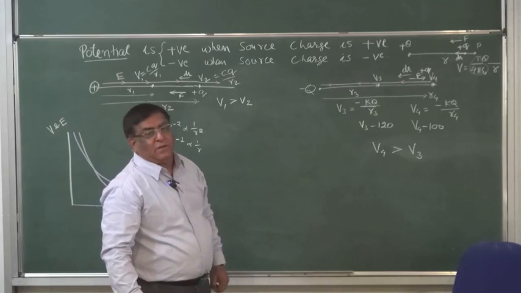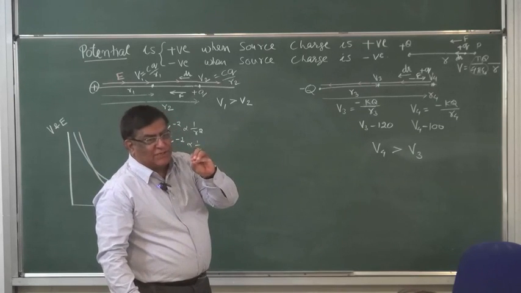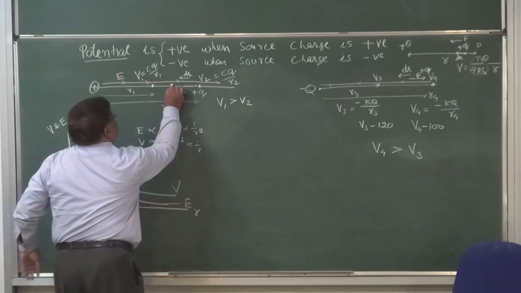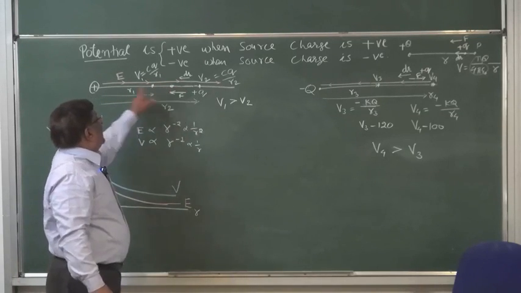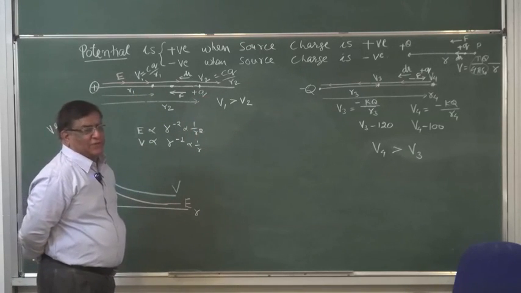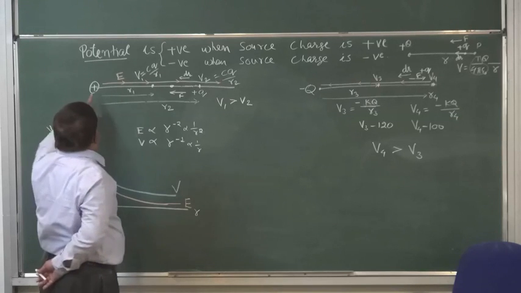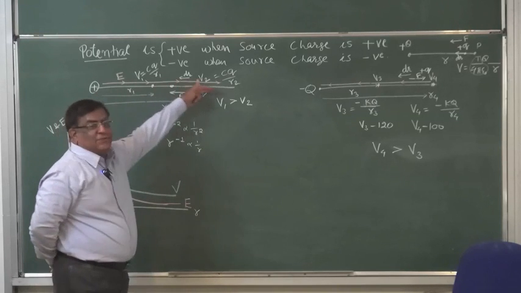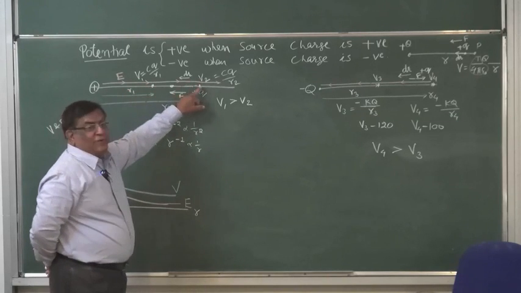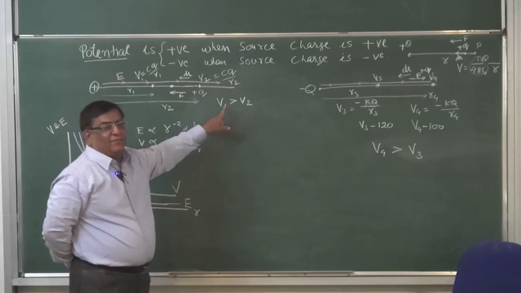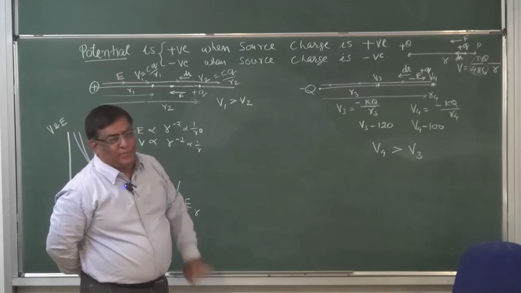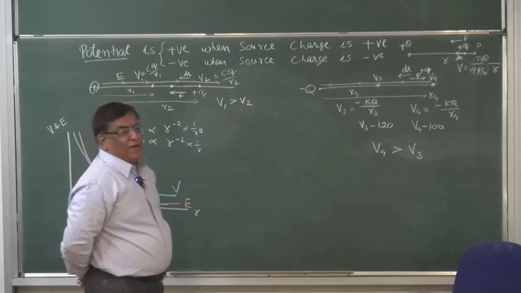Okay, now see, I have got a test charge. I put this test charge here. Where will it go? Towards left or towards right? Test charge is a positive charge. According to Coulomb's law, this plus will repel it. It will go towards right. If it goes towards right, it is going from V1 to V2. And what is V1? Higher than V2. So we make it a rule. The charge moves from higher potential to lower potential.